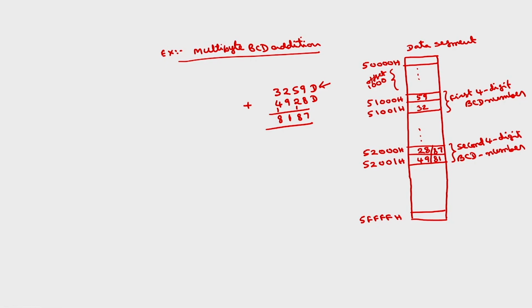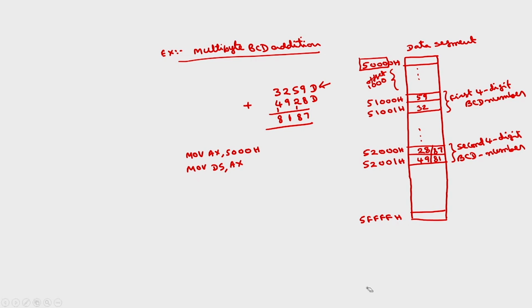Now, what will be the program? We have 2-byte addition. Initially the common instructions will be there. The data segment will be 5000: move AX, 5000H, then move it to the data segment register. Then you point to where the first 4-digit BCD number starts, that offset, into some register. This is the same as the previous programs.